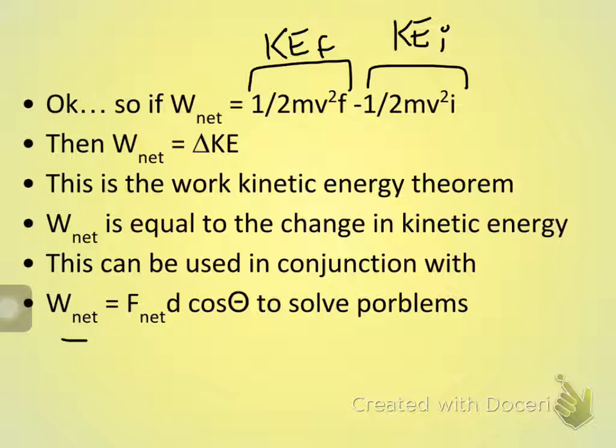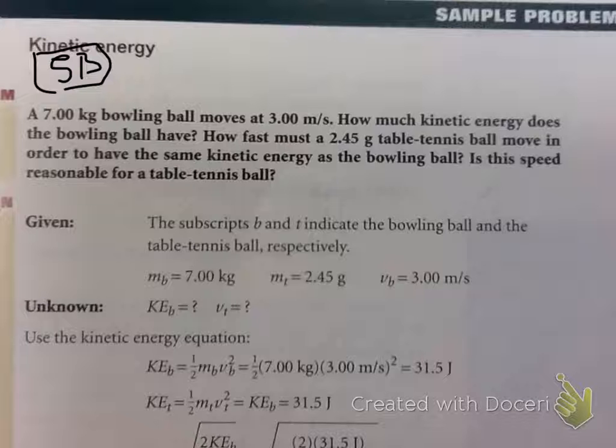What this allows us to do is solve problems using the change in kinetic energy. So we're going to look at sample problem 5B together. This is a 7-kilogram bowling ball moving at 3 meters per second. We want to know what its KE is, and then, to think about that comparison between a ping pong ball and a bowling ball, how fast must a 2.45 gram table tennis ball move in order to have the same kinetic energy as the bowling ball? Is this speed reasonable?